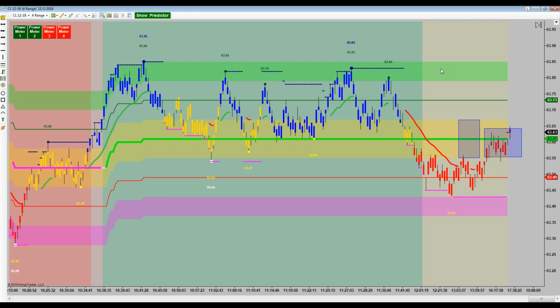Now, as you're pondering that question, let's ask a secondary question related to the current crude oil market condition as it sits right now in real time. Is the trend up, down, or sideways on crude?